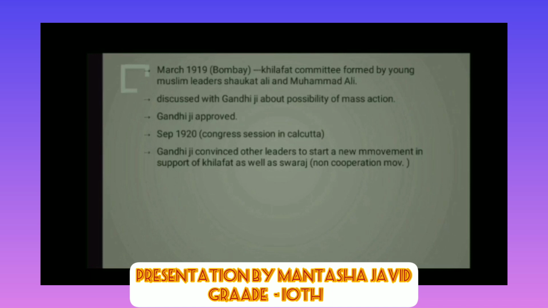In March 1919 in Bombay, a Khilafat committee was formed by young Muslim leaders Shaukat Ali and Muhammad Ali, who are known as the Ali brothers. They discussed with Gandhiji the possibility of mass action, and Gandhiji approved this. And in the September session of 1920, also known as the Congress session in Calcutta, Gandhiji convinced other leaders to start a new movement in support of Khilafat as well as Swaraj, which is known as the non-cooperation movement.